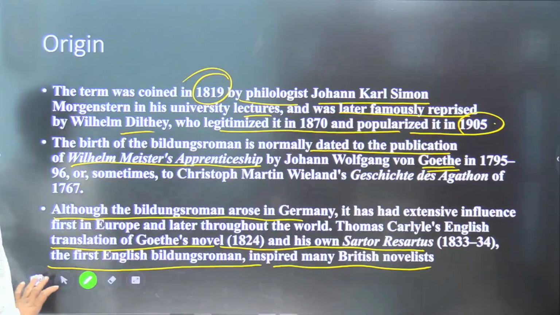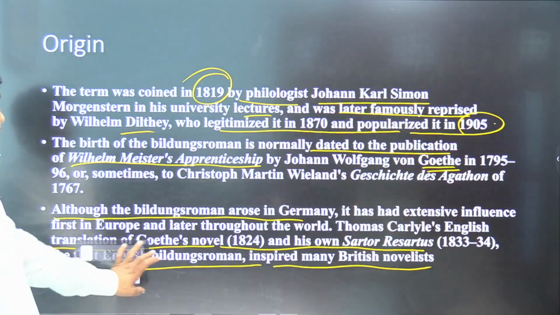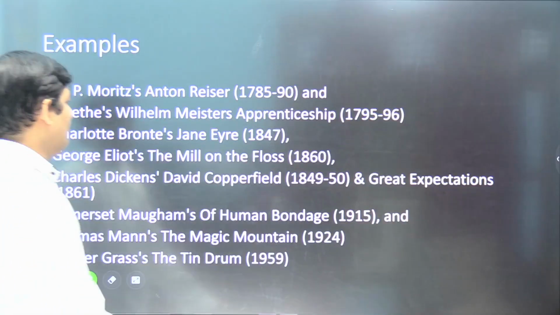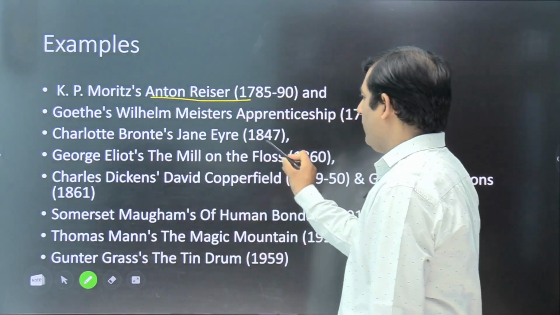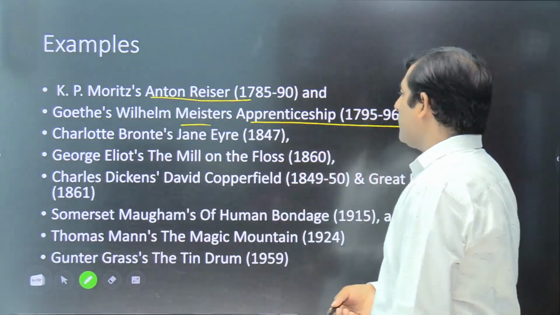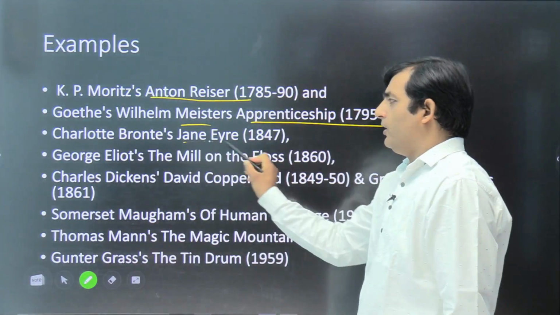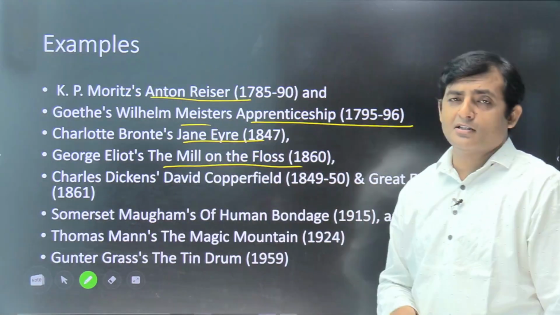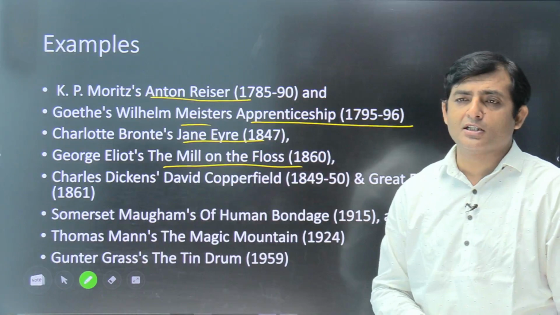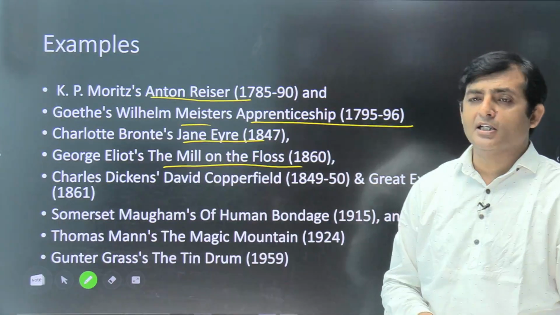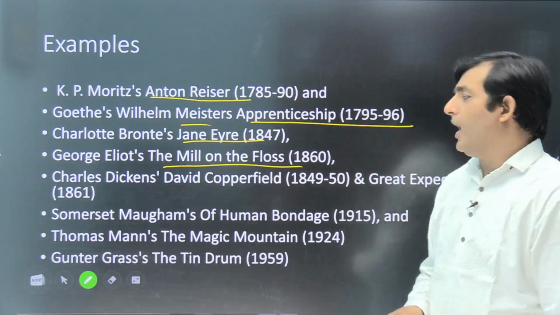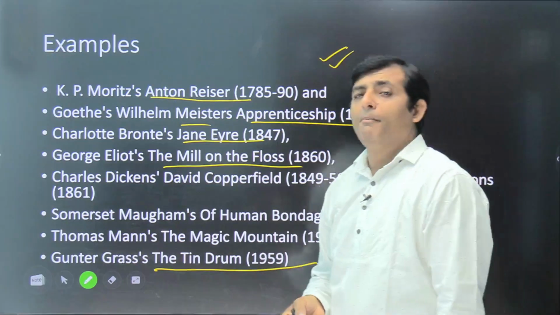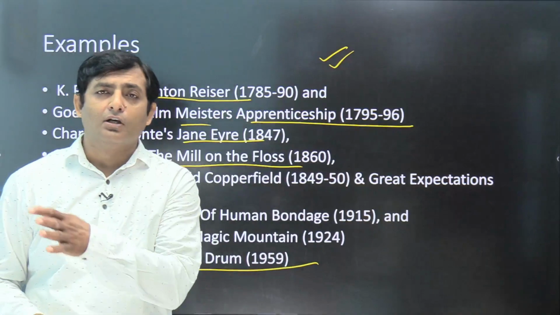All right, let's see a few more examples from the literary world. Karl Philipp Moritz's Anton Reiser, Goethe's Wilhelm Meister's Apprenticeship, 1795-96, Charlotte Bronte's Jane Eyre, George Eliot, another Victorian novelist, The Mill on the Floss, Charles Dickens's David Copperfield and Great Expectations, then Somerset Maugham's Of Human Bondage, then Thomas Mann's The Magic Mountain, and then you have Gunter Grass's The Tin Drum.